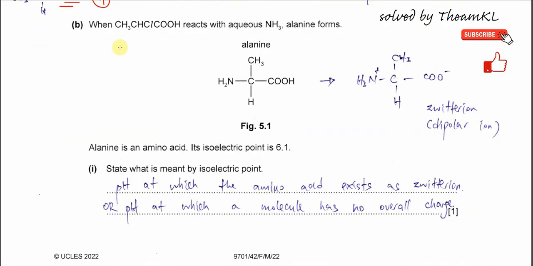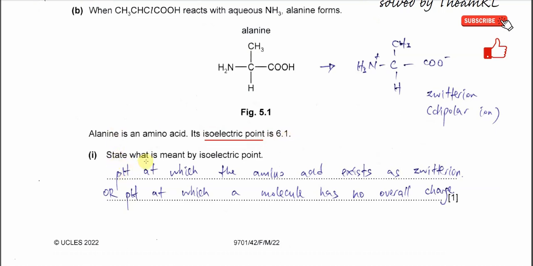Part B. So now these two chloropropanoic acid reacts with the ammonia to form this alanine. So this one is the amino acid, and amino acid, we know that it's going to have its own isoelectric point. For this alanine is 6.1, pH 6.1.